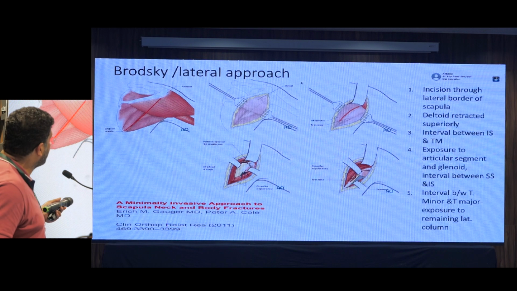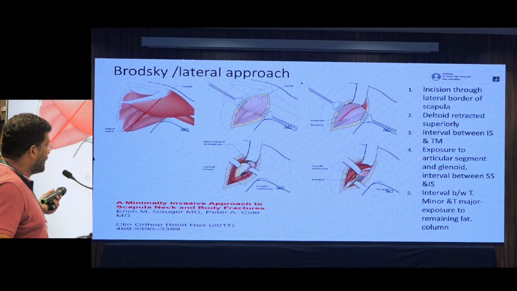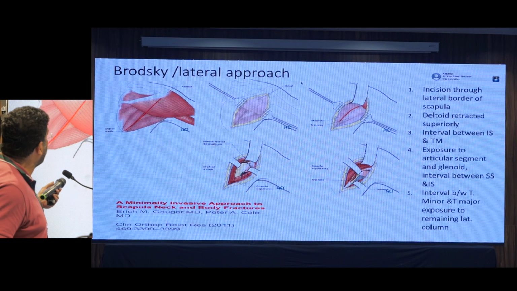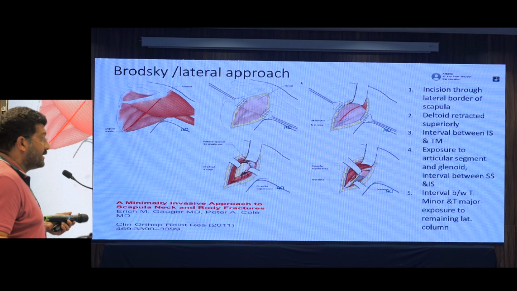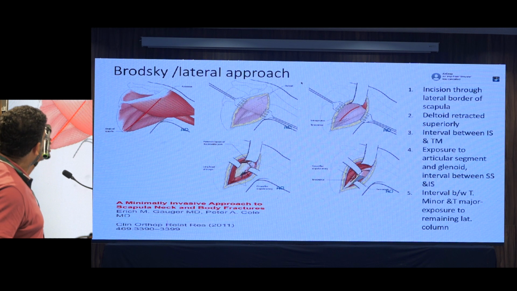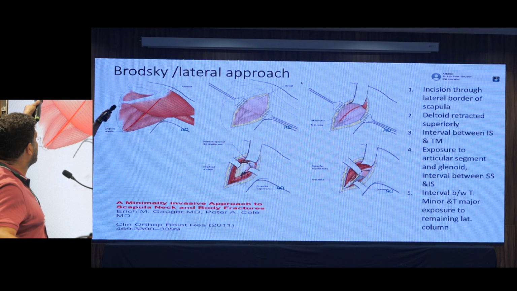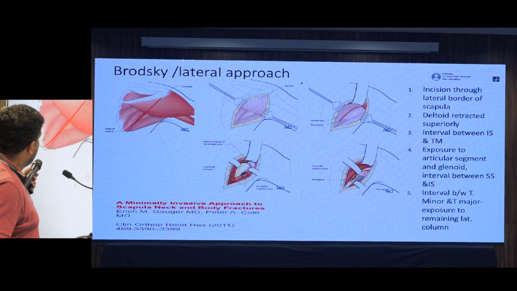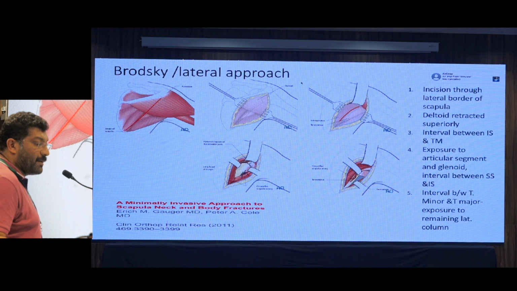The other approach, if you are scared, you can go by a minimally invasive approach like the Brodsky approach, that is for the medial border, and for the lateral border. If you want to do anything in the medial border, reduce it, you make a small incision here, and then you can reduce it, and through the lateral approach you can plate it.